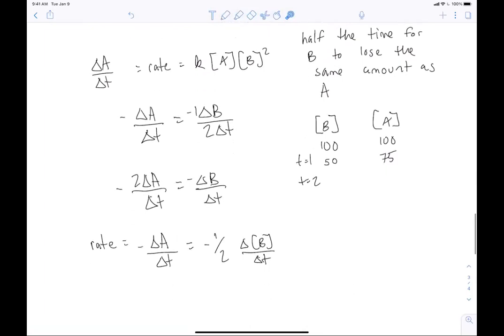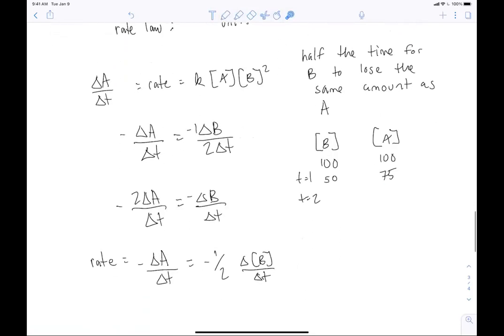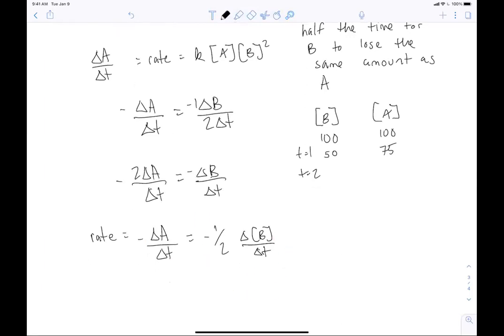Like we're defining the rate here, it seems like the convention is you take the rate and you define it in terms of whatever has a coefficient of 1 for the reactants. So, we say the rate is equal to negative delta A over delta T, and that is equal to negative 1/2 of delta B over delta T. I guess regardless, it's not really a convention.